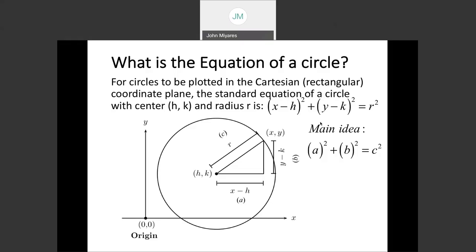Applying the Pythagorean theorem, which we normally know as a squared plus b squared equals c squared, by labeling a equals x minus h, b equals y minus k, and c equals r, this quickly simplifies from a squared plus b squared equals c squared to the equation we see for the circle here: x minus h all squared plus y minus k all squared equals r squared.